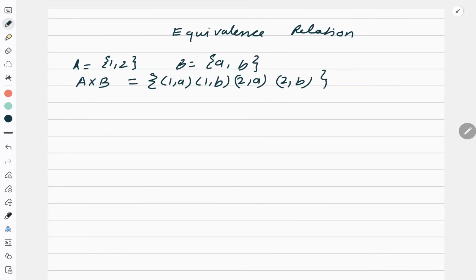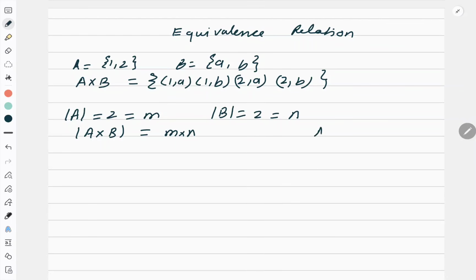Also I told you that the cardinality of A, meaning the number of elements in A, is 2 here, usually represented by m, and the cardinality of B is 2, which is n. Also, the cardinality of A cross B is always equal to m into n. This you can see in the previous video, along with many examples based on that.